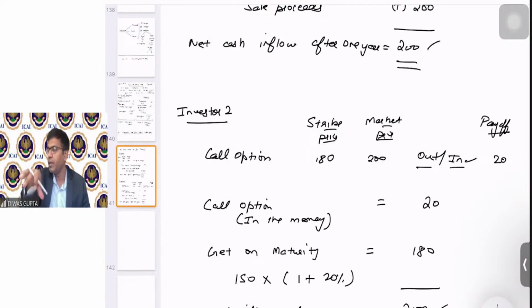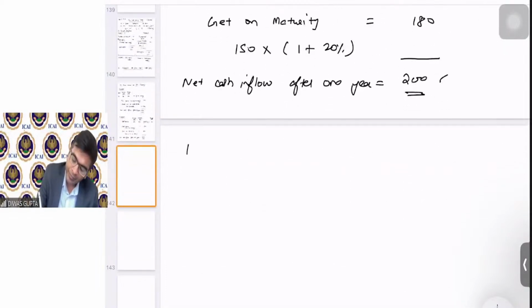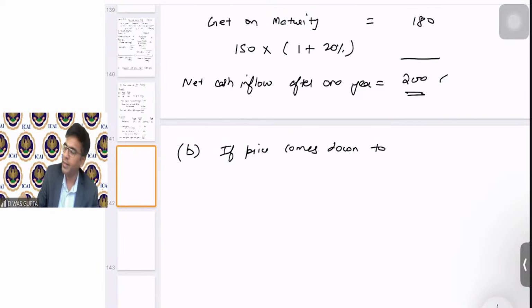Yes, Namrata. Net cash inflow after 1 year is same. Yes. So if that is the case, we have to test this possibility in some other scenario also. Let's take one more scenario to prove this. What is that another scenario? If price comes down to 100. Okay, let's take this example also.